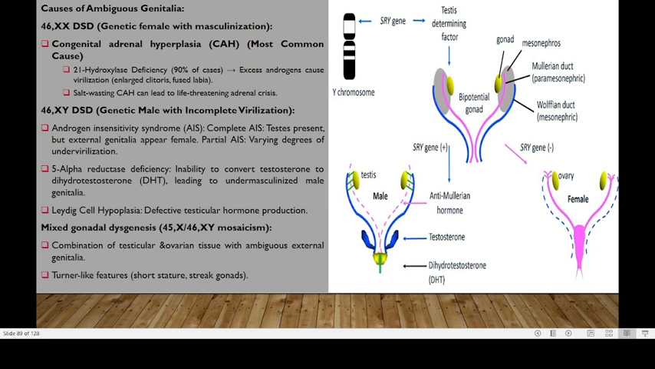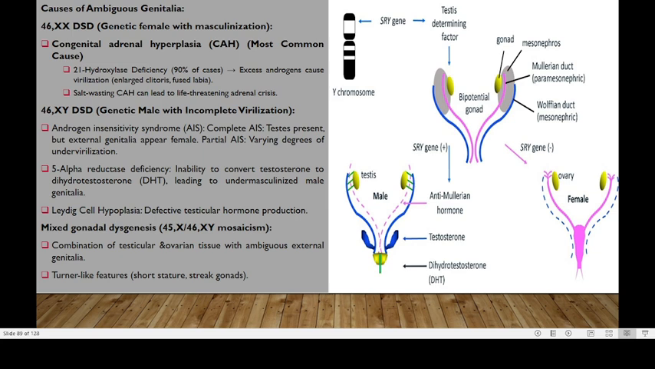46,XY genetic male with incomplete virilization could also be as a result of 5-alpha reductase deficiency. This leads to inability to convert testosterone to dihydrotestosterone, and this leads to under-masculinized male genitalia. Another cause could be Leydig cell hypoplasia, which results in defective testicular hormone production.